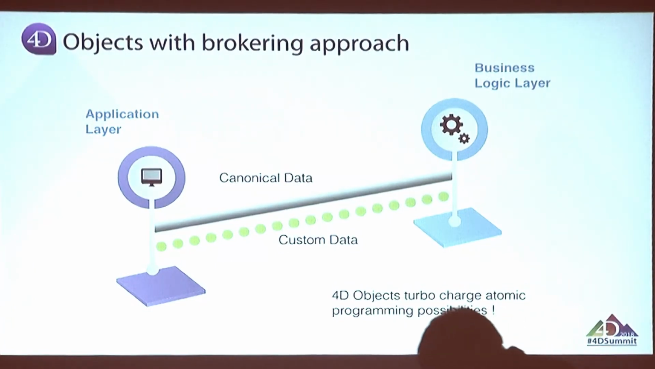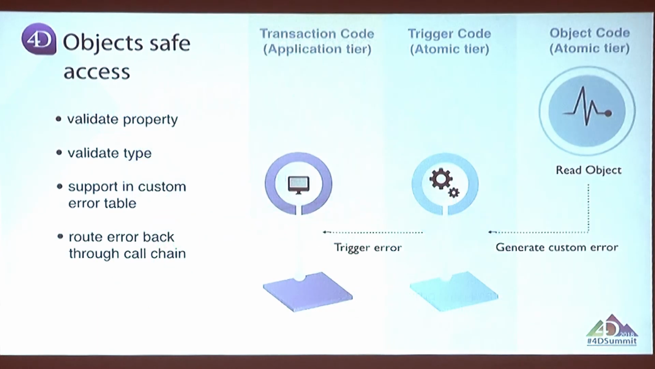So I'll go back and finish off with some of these points here. This is just demonstrating that we can have canonical business logic and custom data, because 4D objects are a turbo boost feature for atomic programming. We can implement our core logic, as I've done here, and then we can continue to grow custom data in this one field. We can just pack this field with more stuff and send it to the trigger.